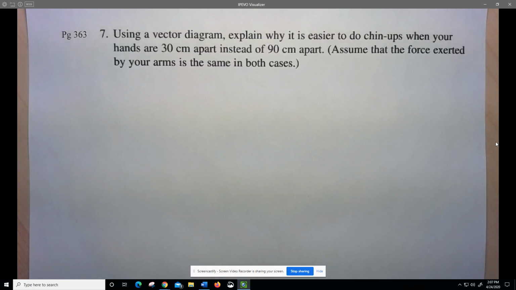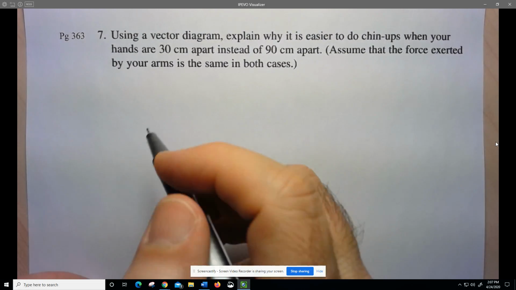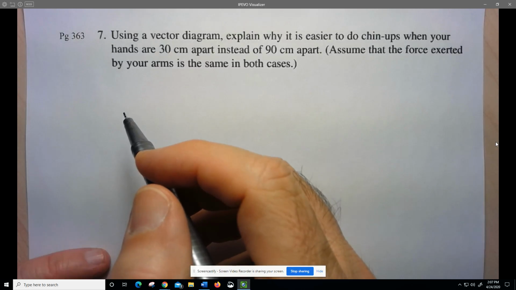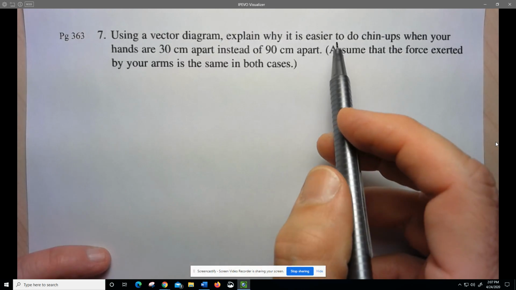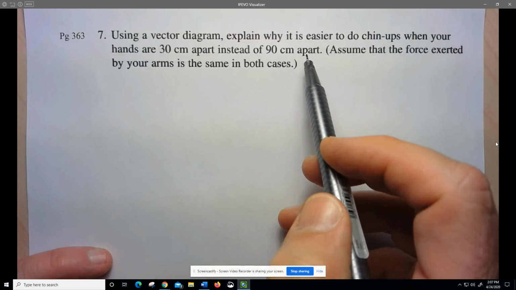Hi folks, we're going to take a look at page 363, number 7, and this is an interesting question because we're not actually going to solve for anything numerical here, but we're going to make an argument using a diagram. So it says, using a diagram, explain why it's easier to do chin-ups when your hands are 30 centimeters apart instead of 90 centimeters apart.